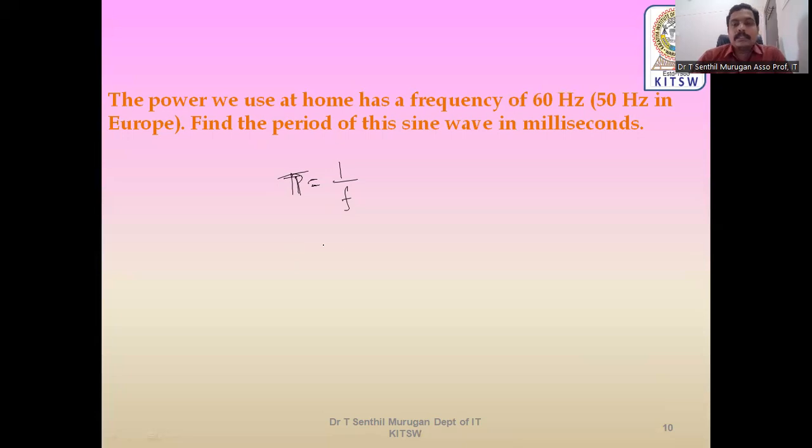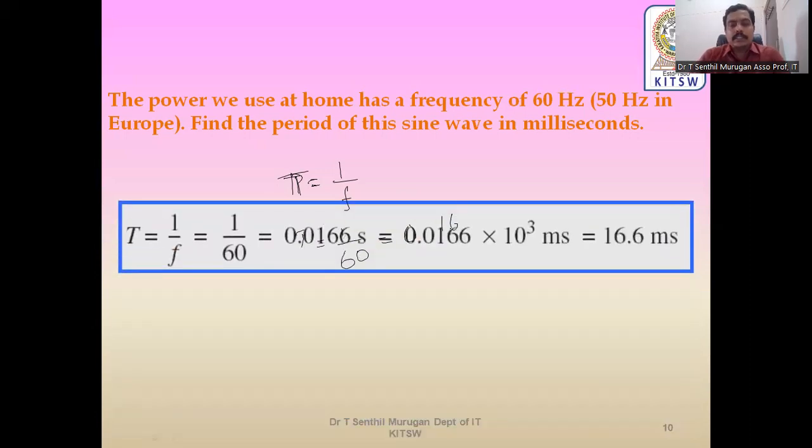What is the frequency value? The frequency value is 60 hertz. So 1 by 60, what is the value? It will come to about 0.016 something, so you see here 0.0166 seconds.